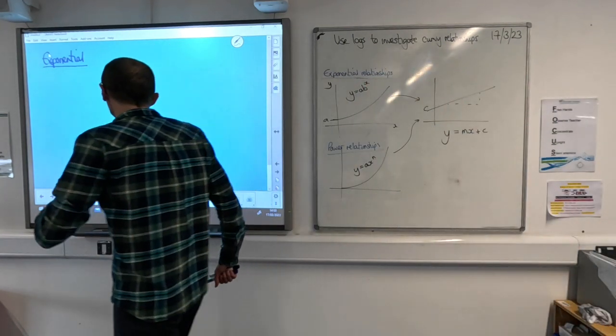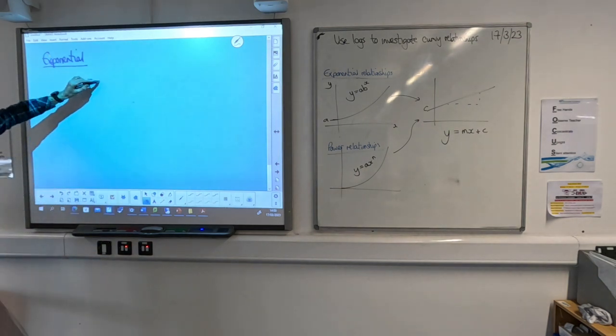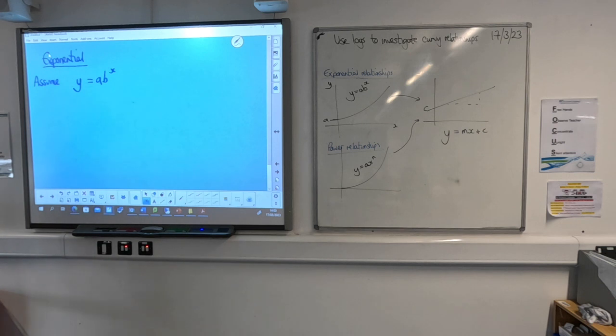Well, here's what we do. We assume it's exponential. So I'm going to assume that it is exponential. All right? And that exponential equation has a power that's a missing value.